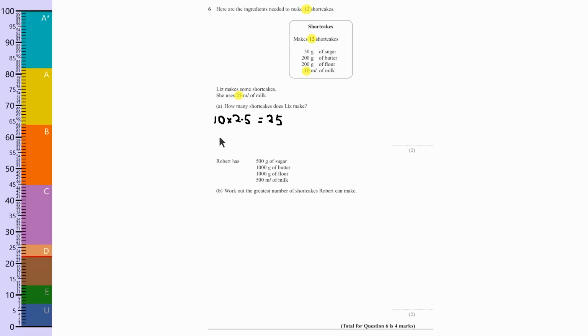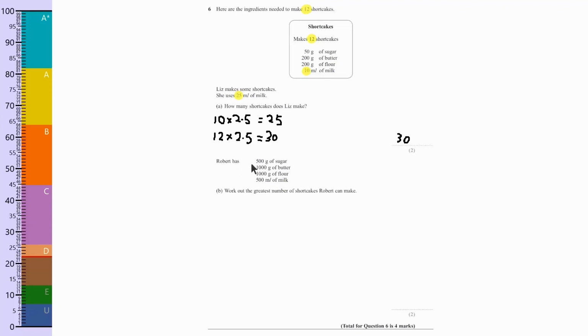Therefore, it's the number I need to times the 12 by to get to the amount of shortcakes. So 12 times 2.5. When I times 12 by 2, I get 24. When I times it by 0.5, so half of 12 is 6. So it's 24 plus 6, which is 30. So my answer here will be, it will make 30 shortcakes.